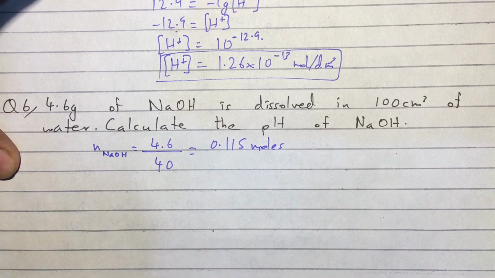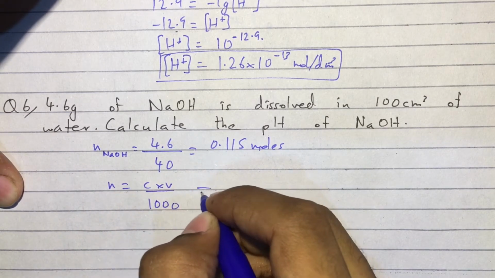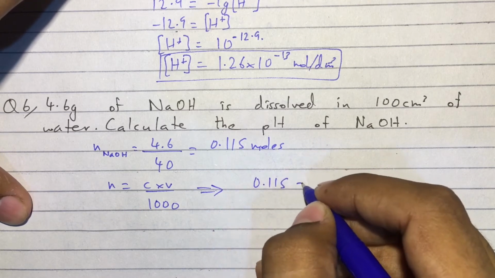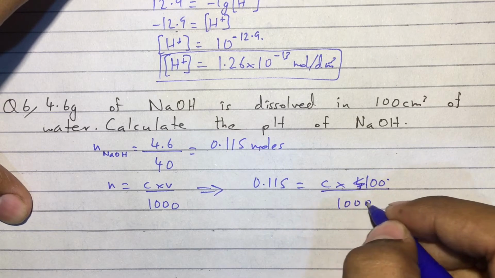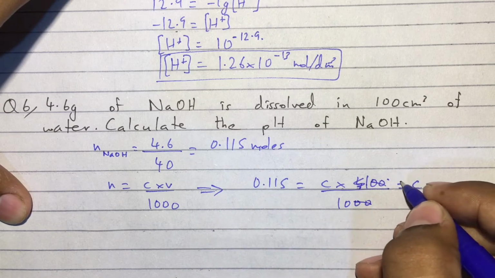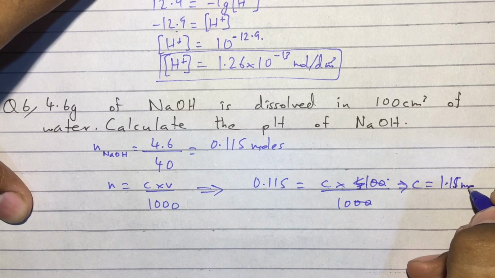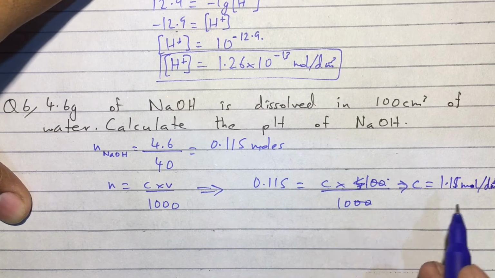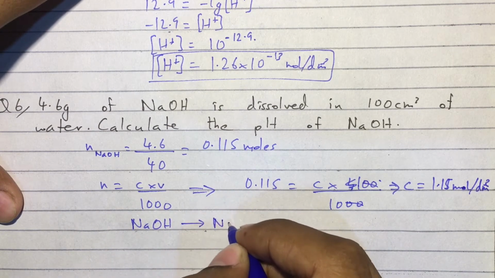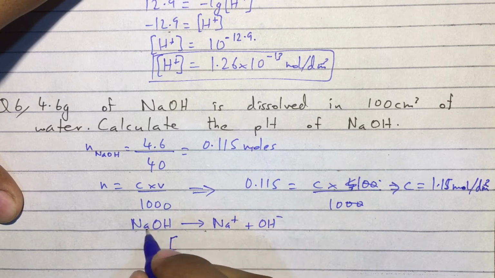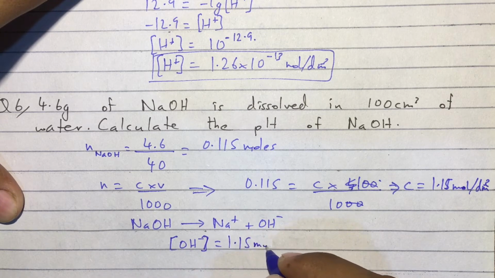Now to find the concentration of NaOH, we know that n is equal to C into V upon 1000. So we have 0.115 equals C into the volume, which is 100 upon 1000. So through this we get the concentration as 1.15. This is the concentration of NaOH. In NaOH the dissociation is Na plus plus OH negative, and the ratio is 1:1. So the concentration of OH negative ions will be 1.15 mole per dm cube.